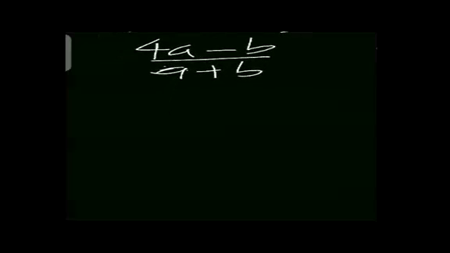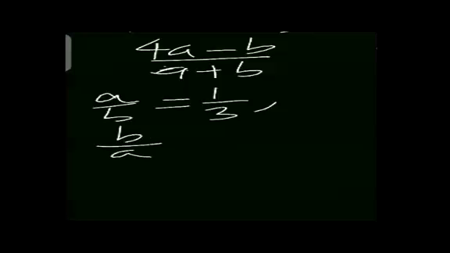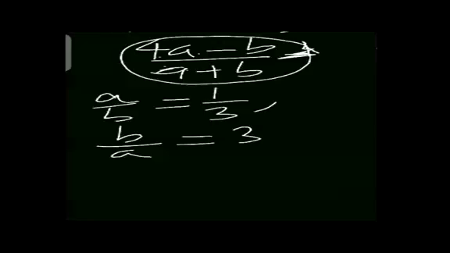What I'm going to do here is write the ratio given in fraction. How do I write that? A over B, or A ratio B, equals 1 over 3. And then B ratio A, which is B over A, would be 3 over 1. So I now come to the question, which is 4A minus B. Since my B over A is 3, I can divide every expression here by A, so that I have 4A over A minus B over A.